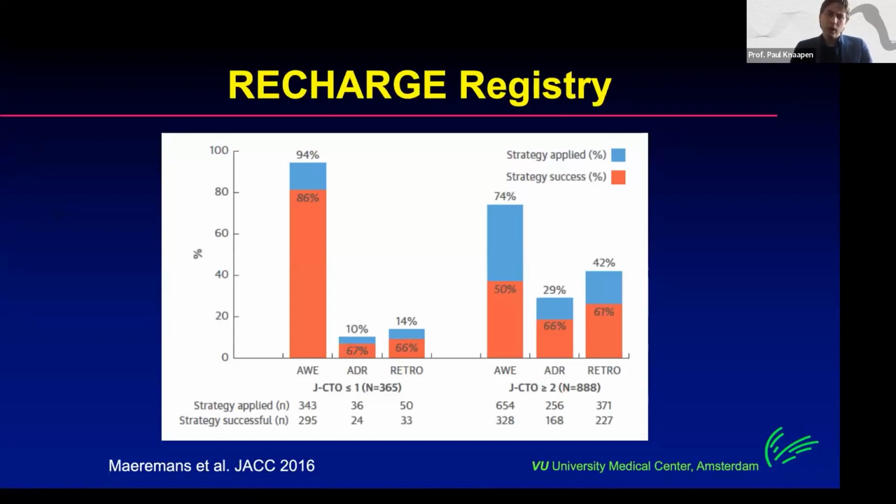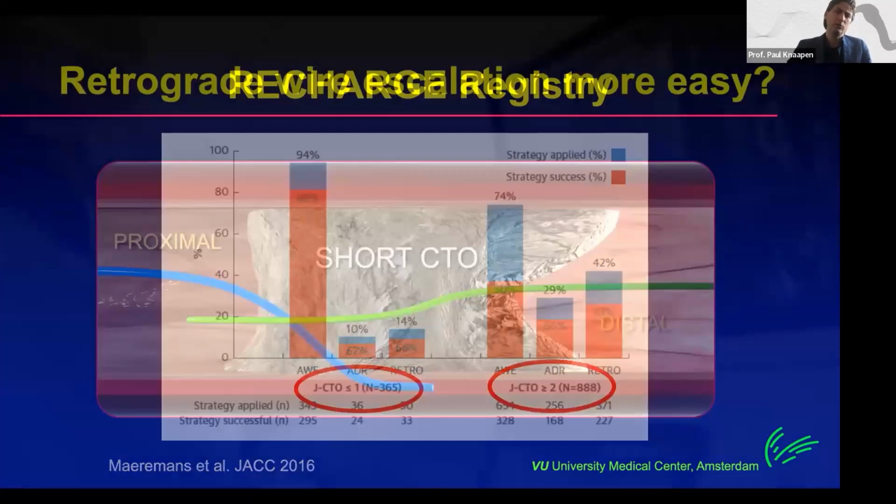However, antegrade wiring is fine and it's great. However, when you take a look at the RECHARGE database and many databases around Asia and the United States, we can see that in the low J-CTO score, antegrade wiring is fine. However, in the high J-CTO scores, we know that we need alternative types of crossing, and this is predominantly with retrocrossing.